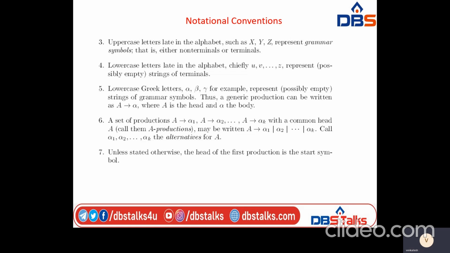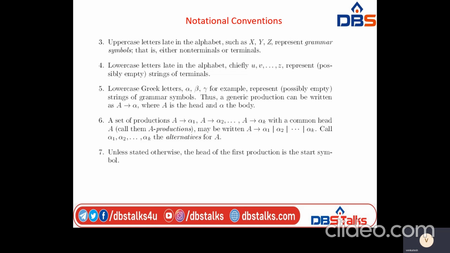Okay, then the generic production can be in the form of A implies alpha, where A is the head and alpha is the body. If the production is A implies alpha, then we call A the head and alpha the body. The next convention is a set of productions A implies alpha 1, A implies alpha 2, and A implies alpha 3, and so on.